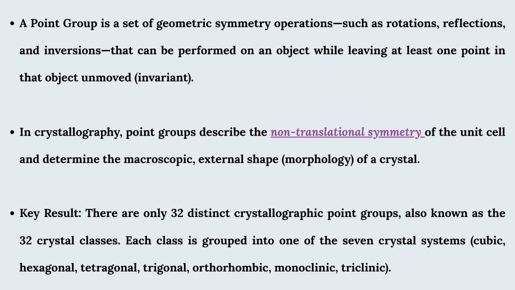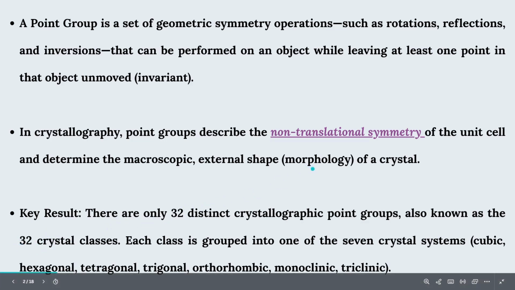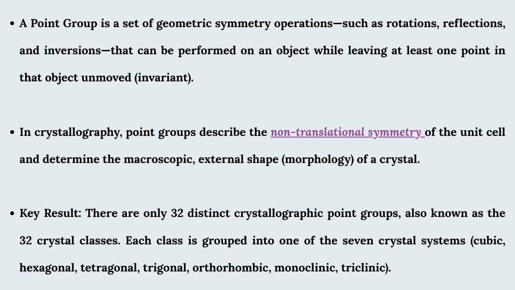And also we saw these point groups are basically non-translational symmetry. Non-translational symmetry means it is not explained with the help of glide planes and screw axes. These point groups basically explain the macroscopic nature, that means the external shape of the crystal. We know there are 32 crystallographic point groups which represent the 32 crystal classes, and each class is separated into 7 different crystal systems.